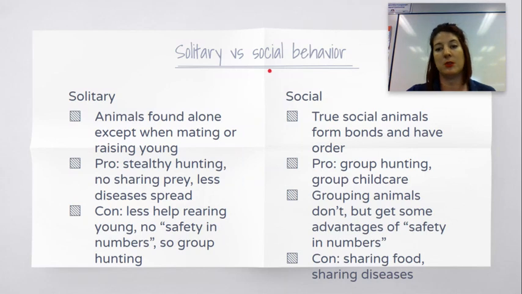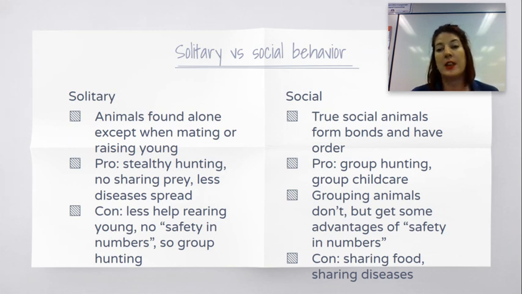A truly social animal is one that forms bonds with other organisms of its kind, and they have some sort of order. Great examples of this are obviously humans, chimpanzees, meerkats, most of the great apes, gorillas as well, bonobos. They all have some kind of social order, and they have bonds with each other, just like we have bonds with our cousins, our aunties, our uncles. These animals also have these bonds.